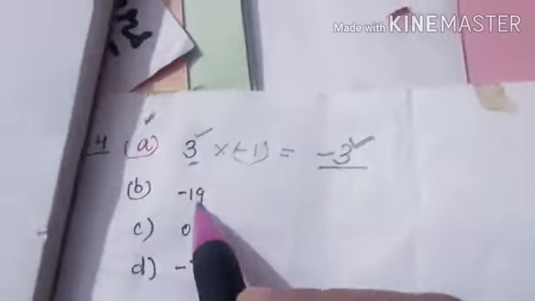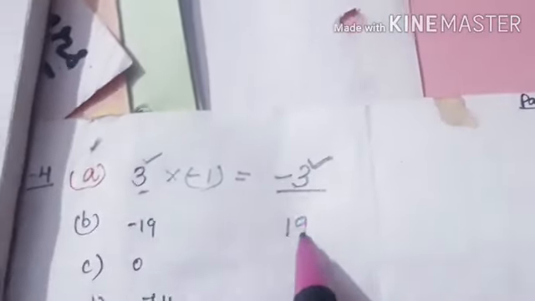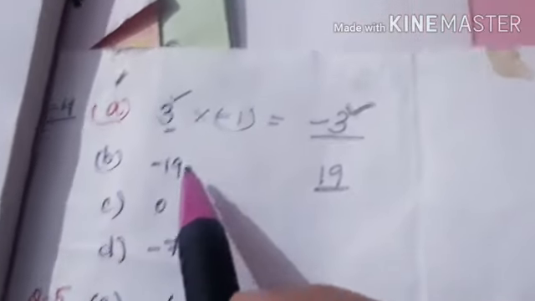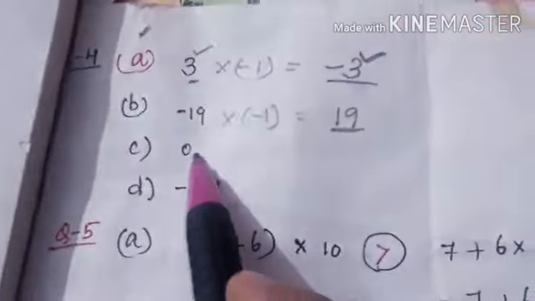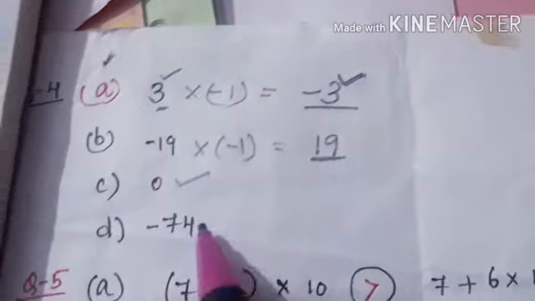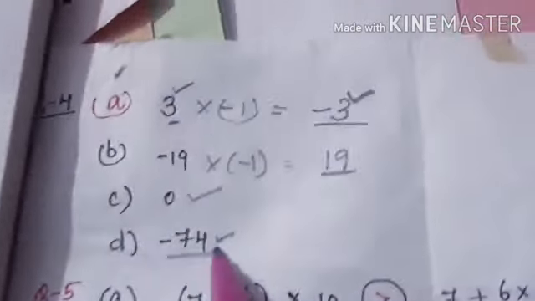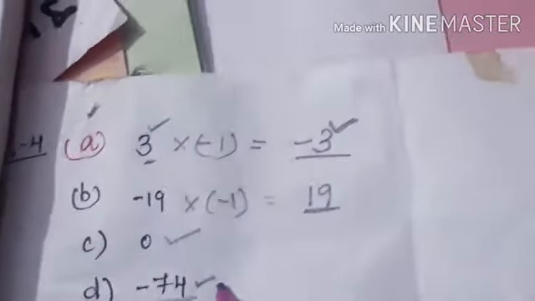Here the answer is 19. But how can you get 19? If you take minus 19 into minus 1, it is equal to 19. In the case of 0, you will get 0. Then for 74, minus 74 into minus 1 gives 74.